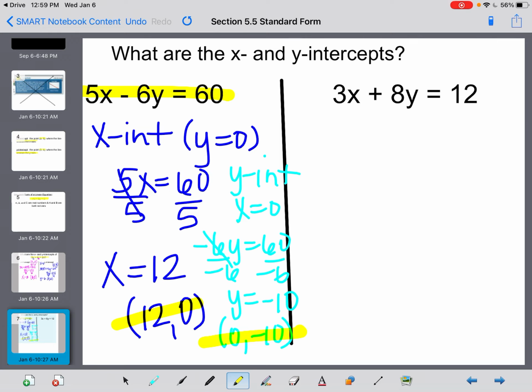Okay, this would be a good place for you to pause and see if you can find the x and y intercept for this problem on the right. And then come back and check to make sure that you have the same answers that I do.